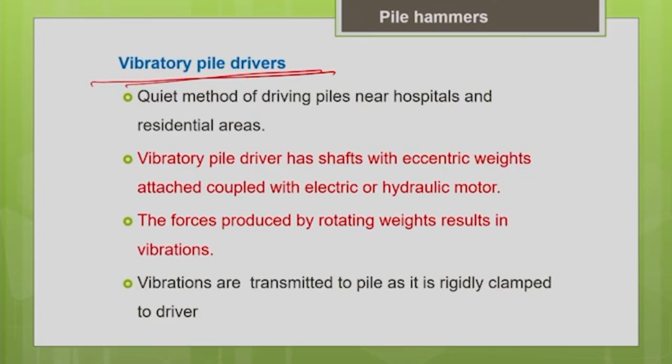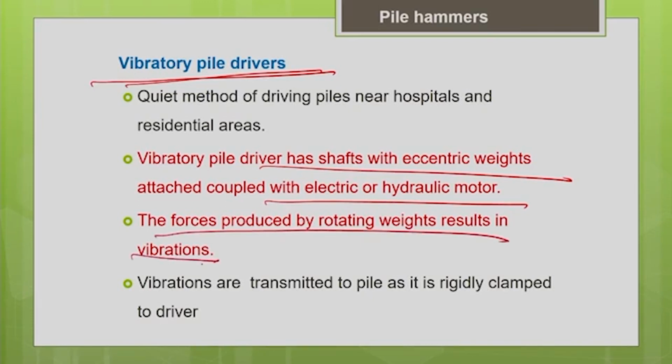So, basically how do you create the vibration? This vibratory pile driver will have a casing. Inside the casing there will be a shaft with rotating eccentric weights. These weights will be rotating in opposite directions. The rotating eccentric weights are rotated with the help of an electric or hydraulic motor. The force produced by the rotating weights results in the vibration generation.